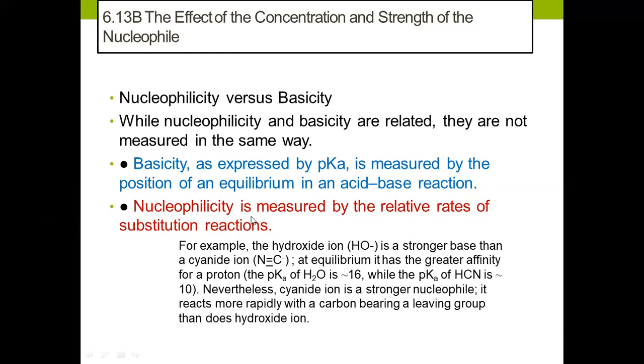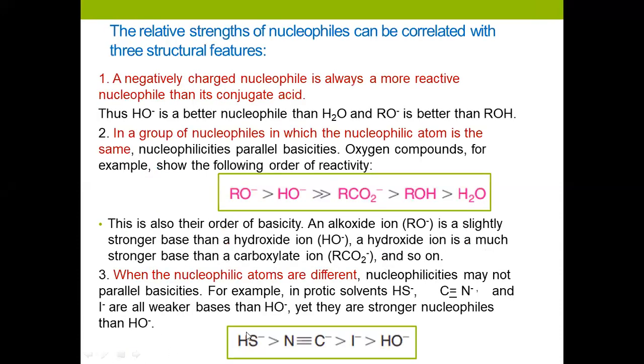So the nucleophilicity is measured by the relative rates of reactions. In particular, when we are talking of substitution reactions, such as SN2 reactions, if it can react easily, even if it is not that basic, but it reacts easily, therefore it is more nucleophilic. This is the case of HS here. It is not as basic as your OH, but if you compare HS and OH, they are more nucleophilic.